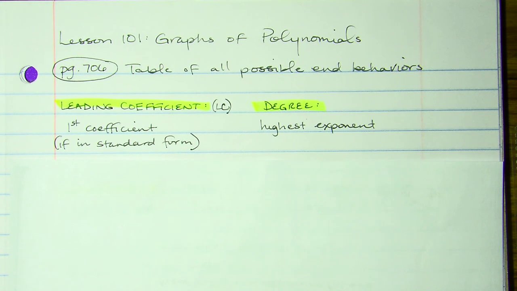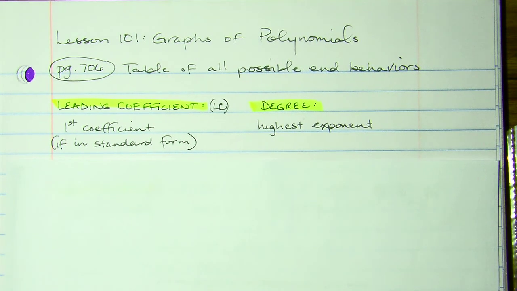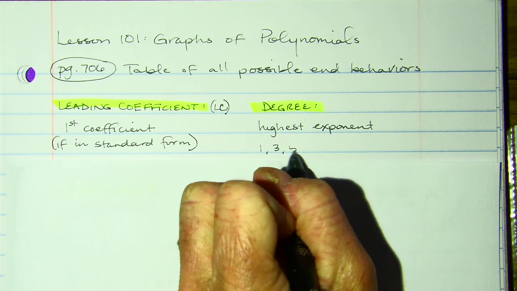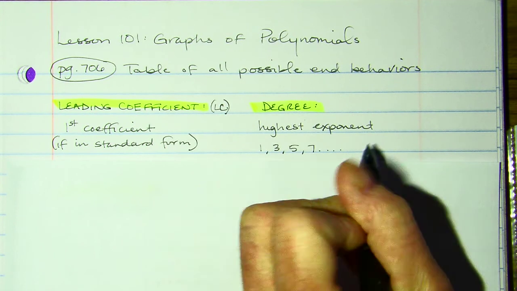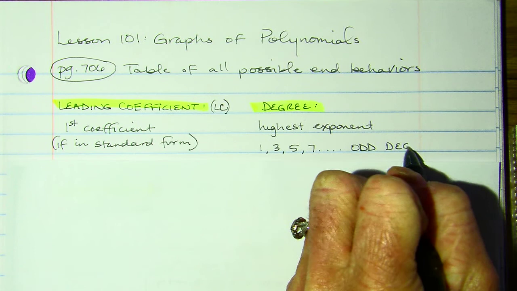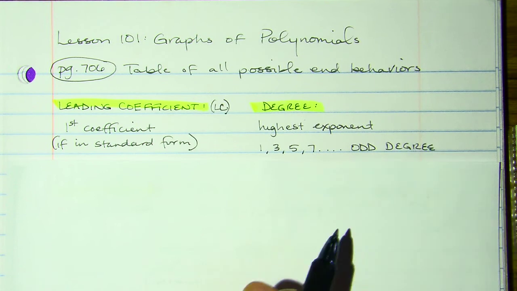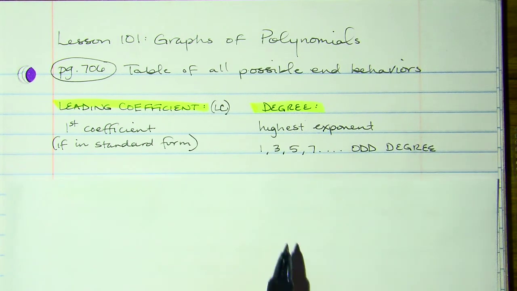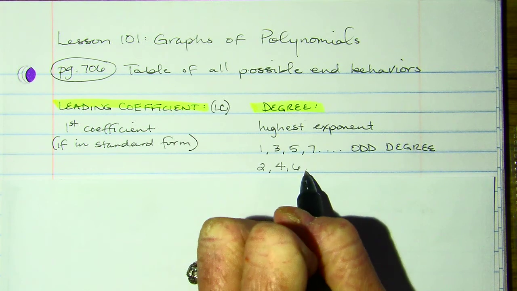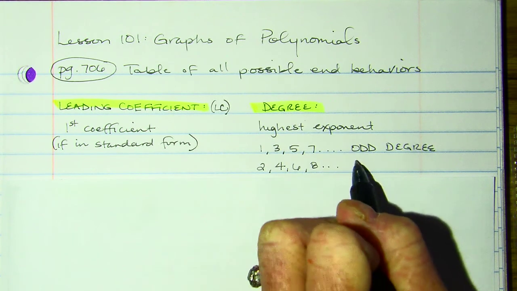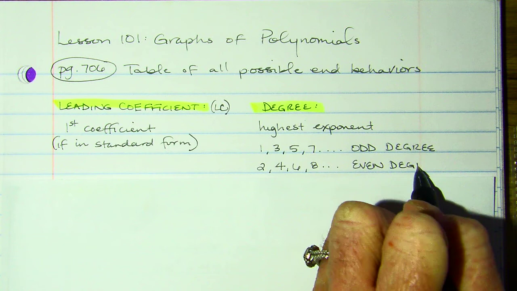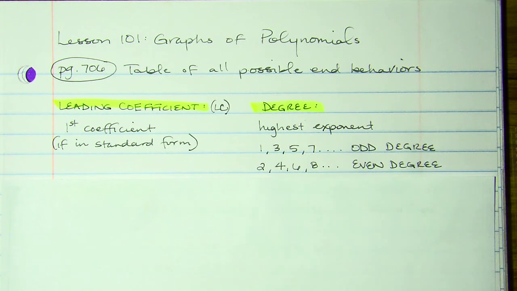Degree is our highest exponent. So if I have a degree of 1, 3, 5, 7, and so on, right? These are odd numbers, so this is an odd degree. If I have a degree of 2, 4, 6, 8, and so on, these are even numbers. So I would say they have an even degree.